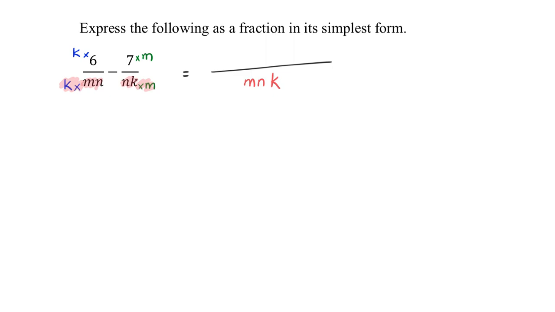And my numerator would then be 6 times k, 6k, minus my 7 times m, 7m. And since the numerator I cannot factorize further, this will be the final answer for this problem. Let's move on to the next example.